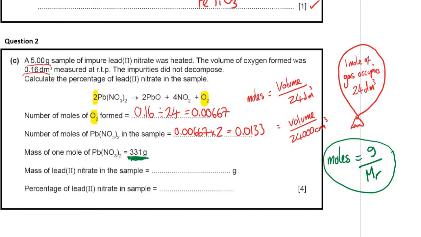So what's the mass then? We've got moles now, we've got MR, we can rearrange that equation and work out what the mass is. Be careful, make sure you use this one: 0.0133 moles of lead nitrate, times that by 331, and you should get 4.41 grams of lead nitrate.